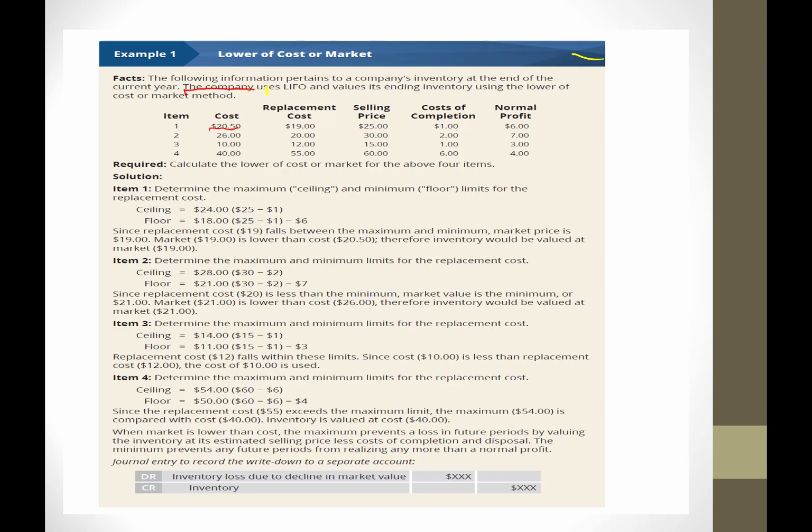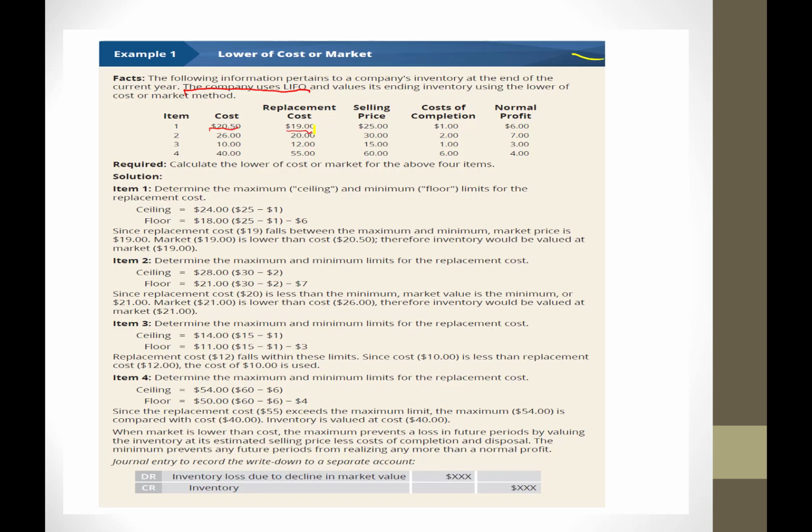And they're telling us the company uses LIFO, so we know we have to use the lower of cost or market method that I just described, right? Okay. Now we come over and they tell me replacement cost is 19. And I'm saying, okay, that's my market, maybe, unless it is what? Over the ceiling or below the floor. I'm not sure that you're going to get this if you miss this example, okay?